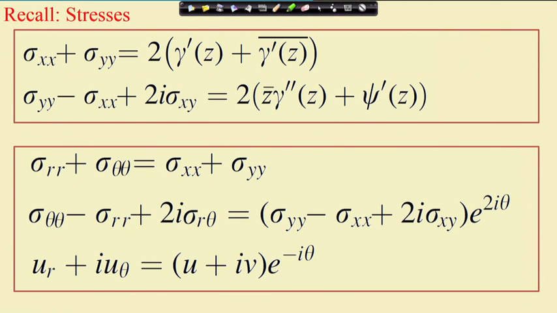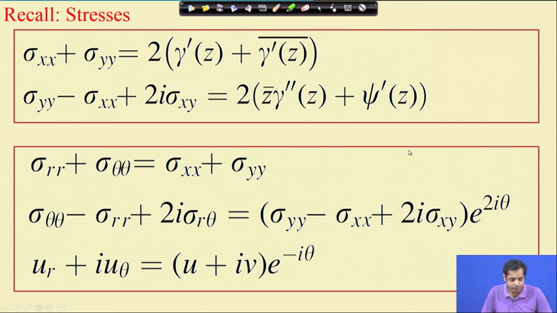The stresses were given in terms of gamma z and psi z, they are Kolosov-Muskhelishvili potentials. So, sigma x plus sigma y is equal to this, and sigma y minus sigma x plus 2 i sigma x y is equal to this. Now, again you recall, we discussed also in the last class why this particular form is written, because if you write this particular form, then essentially you have three conditions you can derive from the first two equations.